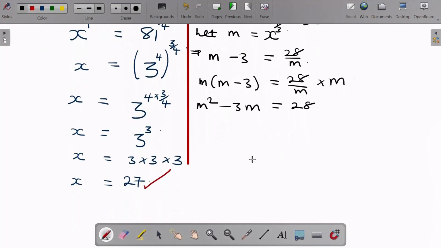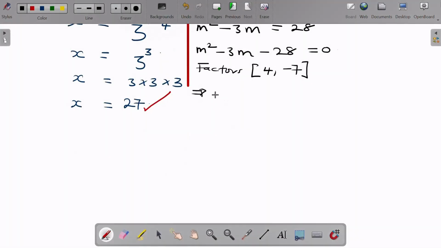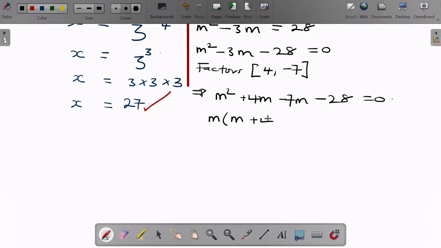So we can now form the quadratic equation by bringing this constant on the left hand side. So we are going to have m squared minus 3m minus 28 equals 0. So this is the quadratic equation, and I can see that it can be solved by factorization, whereby the factors are 4 and negative 7. So this implies that we have m squared plus 4m minus 7m minus 28 equaling 0. When we factor out m, this is the same as having m into m plus 4 minus, if you factor out 7, 7 shall remain with m plus 4 equals 0.